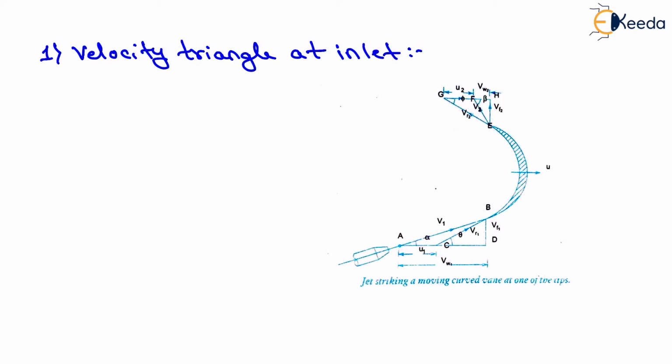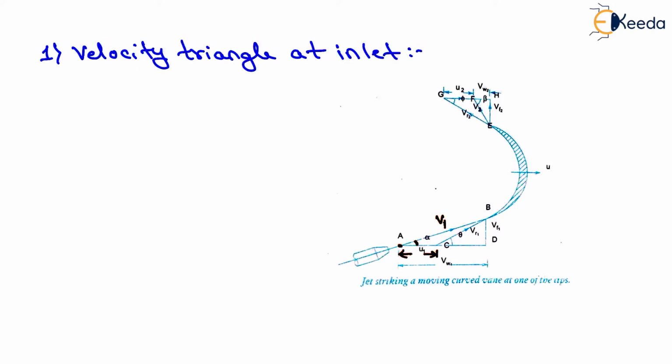Now take any point A which is shown here and draw a line AB which will be equal to V1 in magnitude and direction, which means line AB makes an angle alpha with the horizontal line AD. Next, draw a line AC which will be equal to U1 in magnitude. Now join C to B, then CB represents the relative velocity of the jet at inlet.